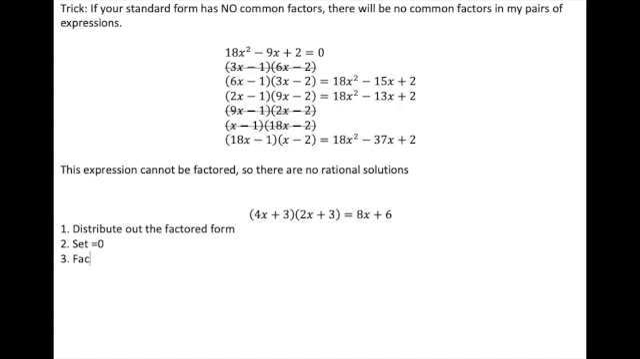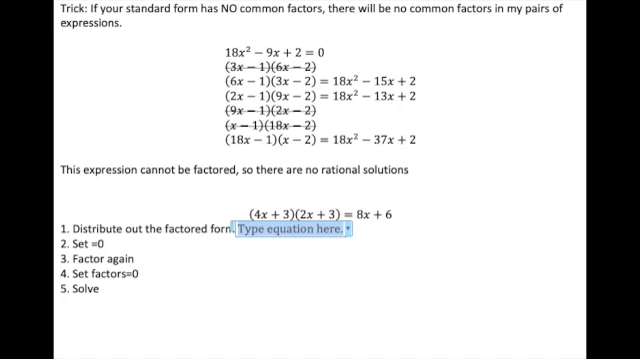And then factor again, and then continue with our setup. Set factors equal to 0 and solve. So 5 steps to go up for the challenge. So distribute out the factored form. We need to put in an equation.